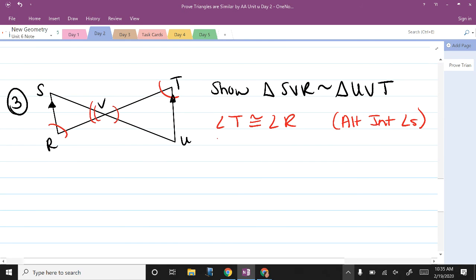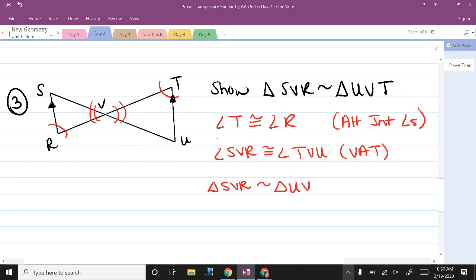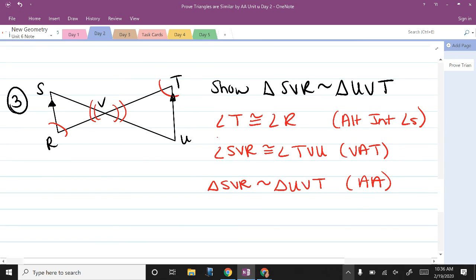So this one I actually have a lot of information I could go with. So angle SVR is congruent to angle what? TVU because of the vertical angles theorem. And then I can say triangle SVR is congruent, not congruent. They're not congruent, are they? They are similar to triangle UVT because of the angle-angle postulate. If I've showed two angles are congruent to two angles, then I can say that the triangles are similar because of angle-angle. Any questions about that?